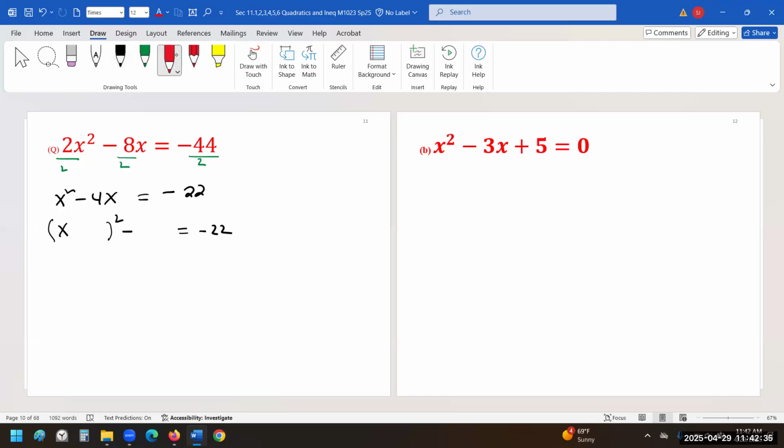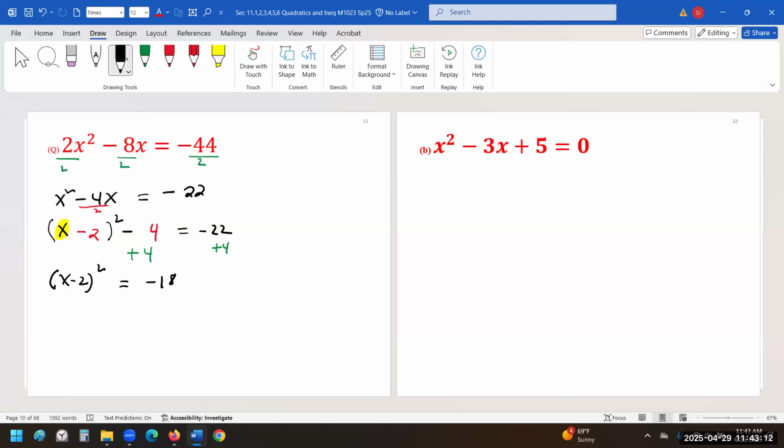So inside we take half of b. It means we divide b by 2, we get -2. And then outside we subtract that square, which is 4. Now our goal is to get the x alone. That means we need to get rid of the -2, the square, and -4 one by one. We start by taking out the 4. We add 4 to both sides. We get x minus 2 square equals -18.